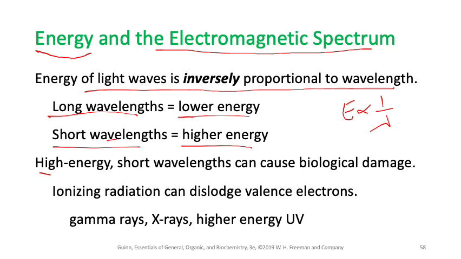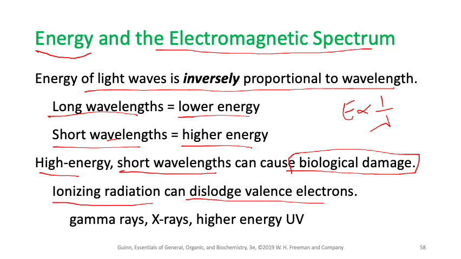And we know that higher energy, that means those rays that have the shorter wavelength, can cause biological damage. They have such high energy that if they strike a biological sample, they might damage that sample. There is also ionizing radiation that can dislodge valence electrons. Some examples of ionizing radiation are gamma rays, X-rays, or higher UV rays. All this radiation can damage a biological sample when it comes in contact with it because of its high energy.